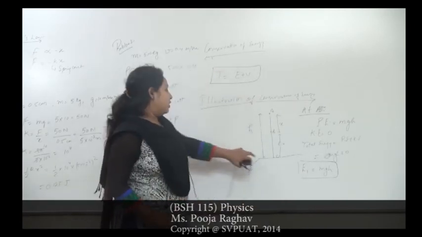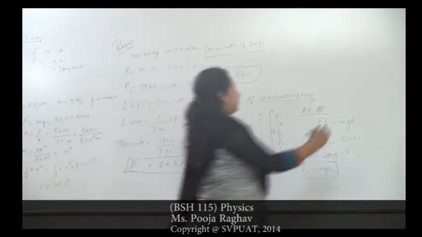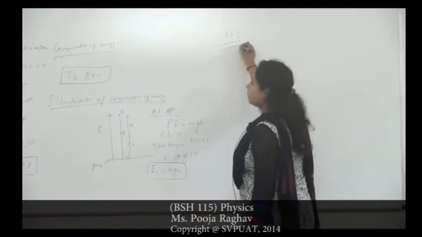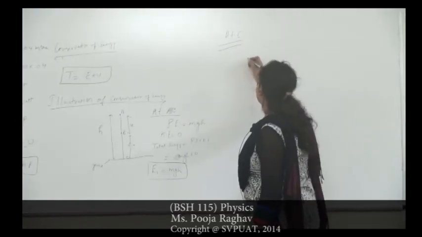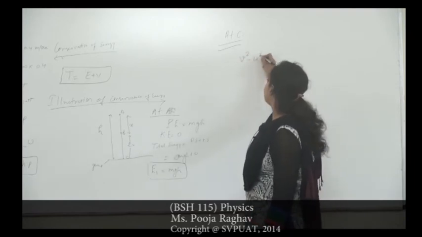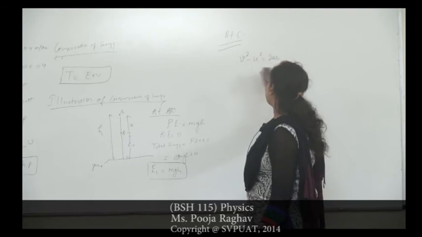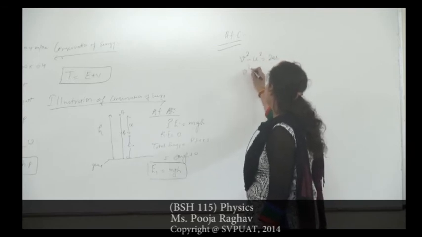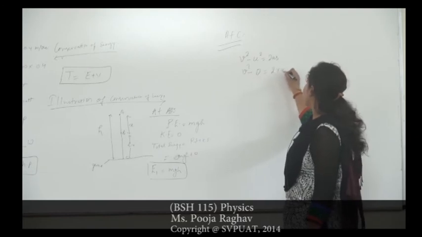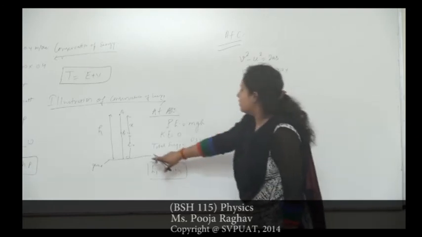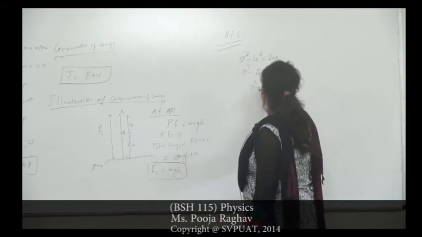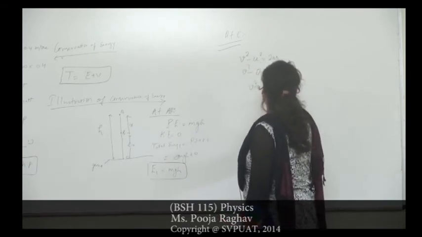Now we take the energy at point C. At C, firstly we calculate the v from the third equation of motion, v square minus u square equals 2as. Here u square is 0, then we put 0, 2 into a into s, where s is x, that is v square equals 2ax.